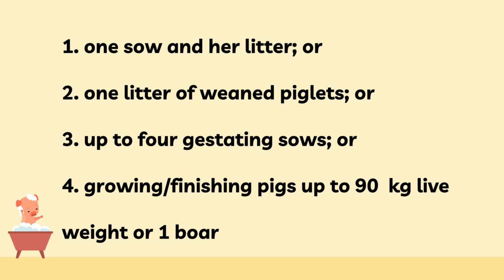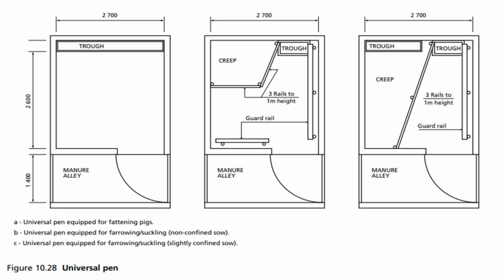One sow and her litter, or 2. One litter of weaned piglets, or 3. Up to 4 gestating sows, or 4. Growing finishing pigs up to 90 kg live weight, or 1 boar. The pen in Figure 10.28 offers flexibility, but may not maximize building space like specialized pens.